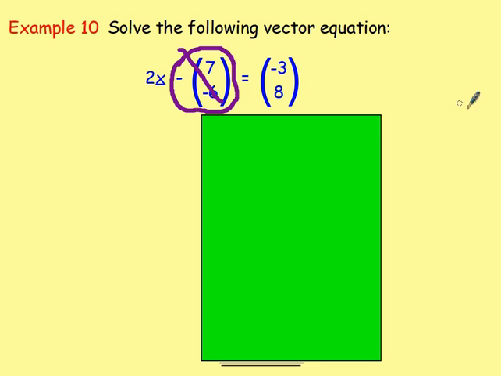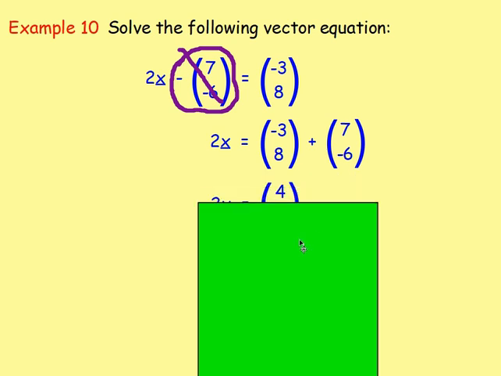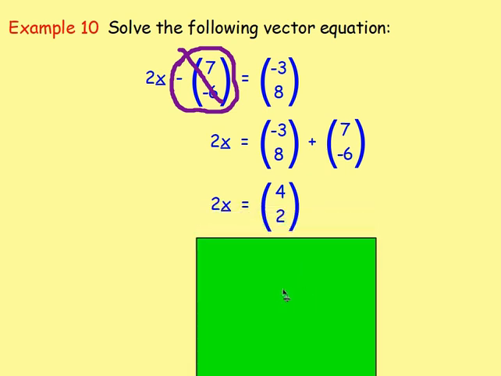But on this side, you would also have to add that vector, which means then 2 times vector x would equal the negative 3, 8 plus the 7, negative 6. From there, you can actually work that out. If you do negative 3 add 7, what would you get? Good, you would end up with 4. And if you do 8 add negative 6, yeah, that is 2. Well done. So 2x equals the 4, 2.